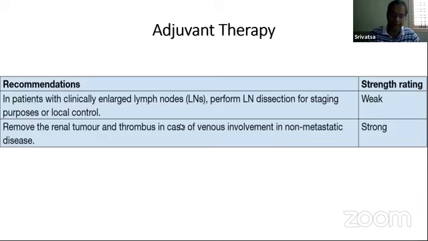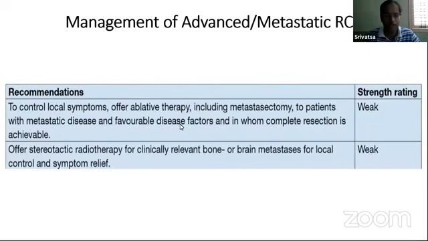Coming to management of advanced or metastatic RCC, to control local symptoms, offer ablative therapy, including metastasectomy, to patients with metastatic disease and, most importantly, favorable disease factors and in whom complete resection is achievable. If you look at this statement, all points included in this statement are very, very important.